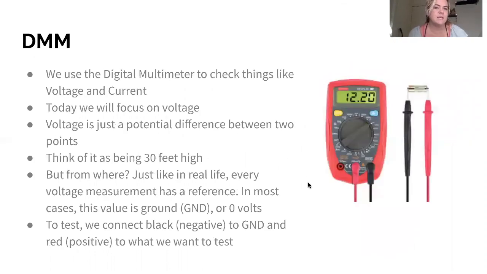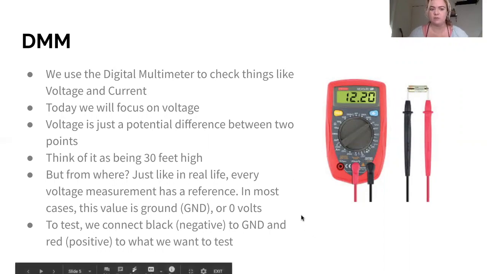We will also be using a DMM to measure things like voltage and current. Today we'll just focus on voltage, and that is the potential difference between two points. If you think of it as being like 30 feet high, like your potential that you're driving the voltage from, in real life, every voltage measurement has a reference. So in this case, it's ground or 0 volts. So when you bring it up 30 feet to ground, or it is relative to ground, that's how to think of your DMM. It takes one point relative to the other. And to test, we connect the black negative to ground and the red positive to what we want to test.